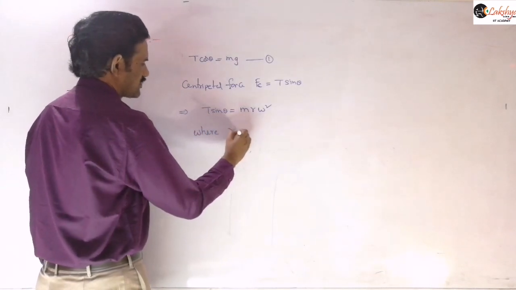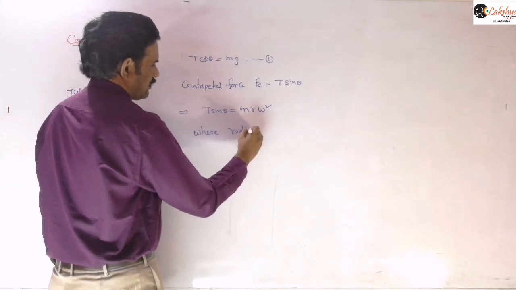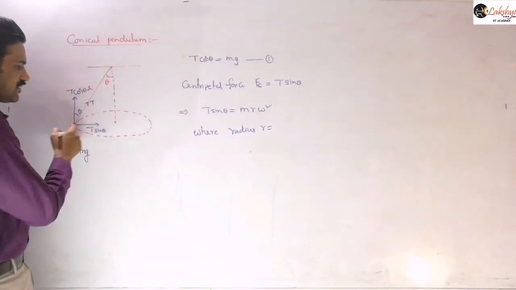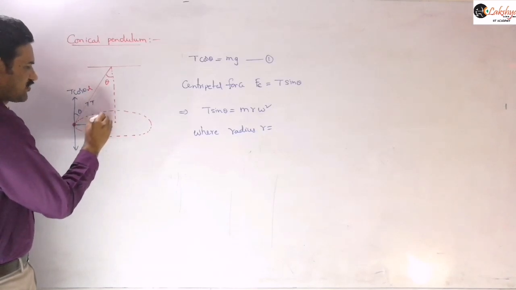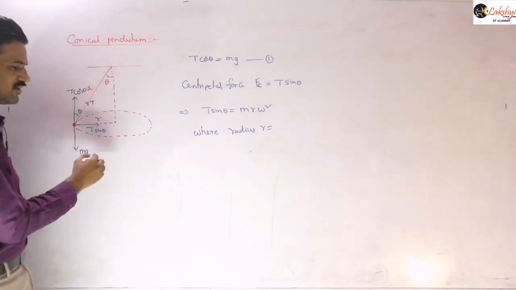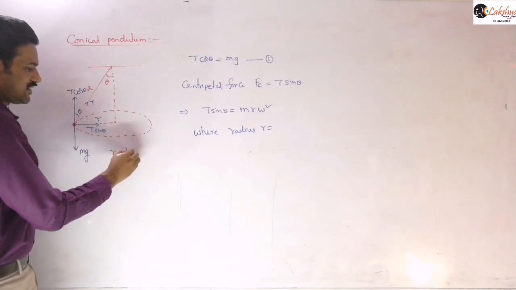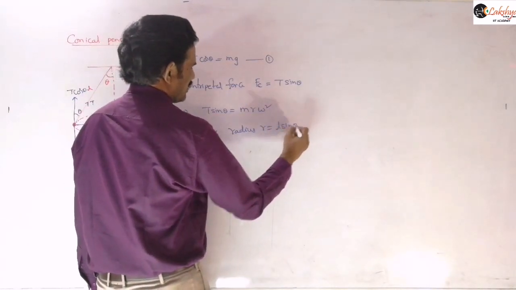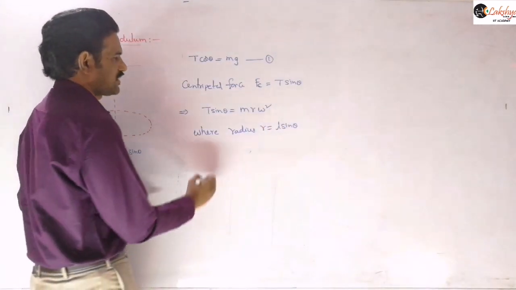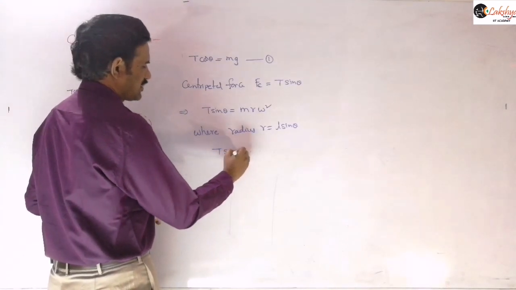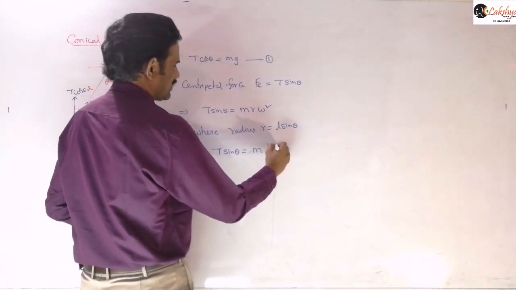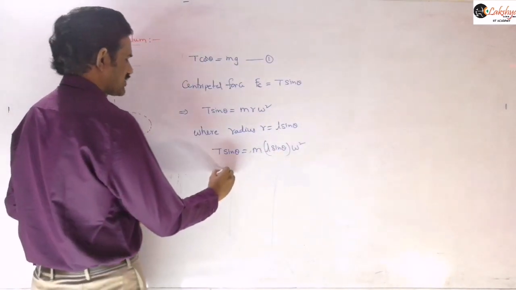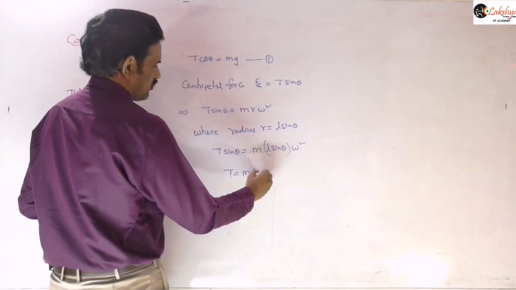Where r is the radius of the horizontal circle, you can take this as our r value here. This r value you can write by using this right angle triangle: r is equal to L sin theta. So let us substitute that value in that equation. Therefore T sin theta is equal to m into L sin theta into omega square, and therefore T is equal to m L omega square.